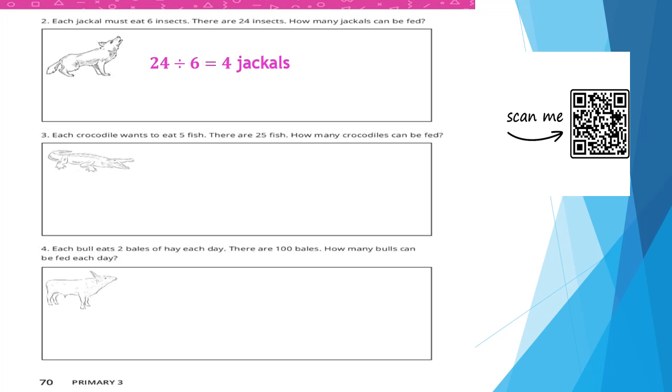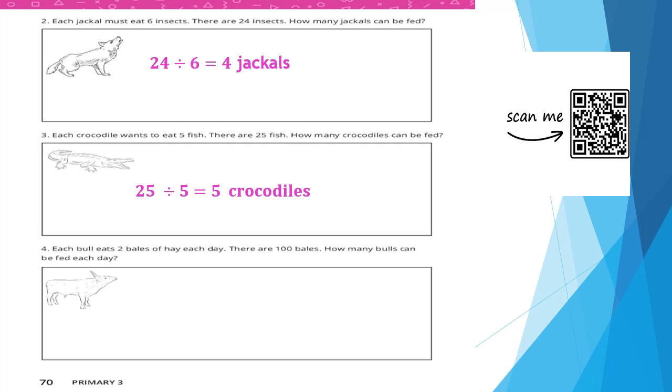Number 3, each crocodile wants to eat 5 fish. There are 25 fish. How many crocodiles can be fed? So the total number is 25. It must be the first number, the dividend. The 25 fish will be divided by 5. So 25 divided by 5 equals 5 crocodiles. How did you get the result, which is the quotient 5? Because 5 times 5 equals 25.